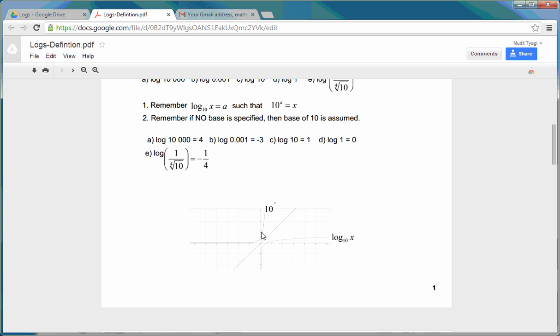And now as we stare at this, we can see that the inverse function, which is going to be the reflection in the y equals x line, is going to look like this. And the inverse function, which is the image of 10 to the x in y equals x, is going to be the graph of log of x to the base 10. Okay, so that's all I have to say about the definition of logs.